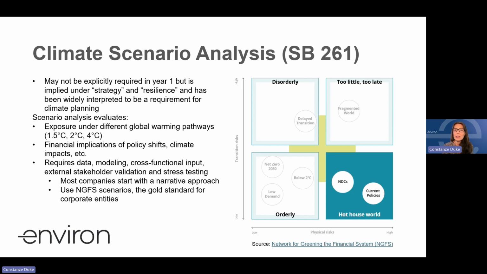You can see a commonly used format for this type of analysis here on the right. And if you have to cut it down, I would recommend starting with the 2 quadrants on the left, orderly and disorderly transition, and save the right-hand more extreme quadrants for later.